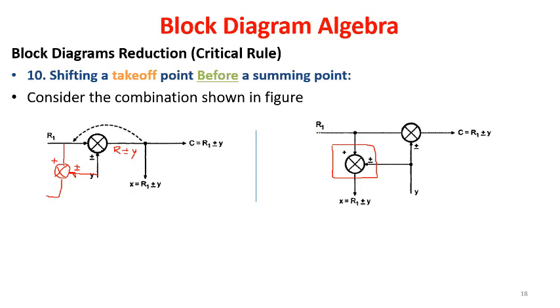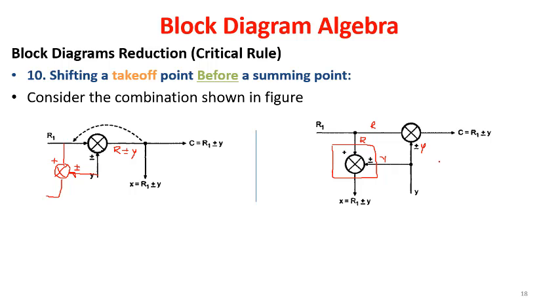So let's see here, R1 will be the input. When we measure the signal here, it will be R1, and when we measure here, it will also be R1. Here what is going in is the y input, y plus or minus y, and here whatever is going will also be y plus or minus. So when it sums here, R1 plus or minus y comes out, and when it is summed here, c is equal to R1 plus or minus y. So this is how you are going to modify when you apply the critical rule.